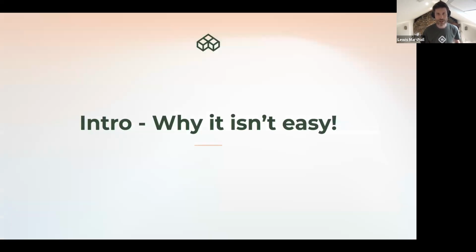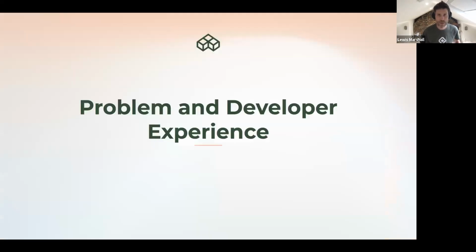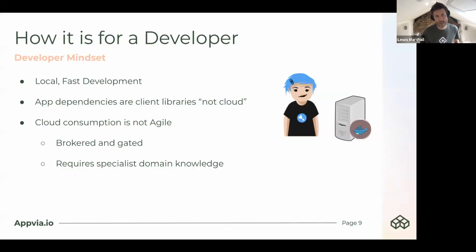So, introduction. Why isn't it easy? What we've learned from doing self-service with clients is that all the products in this space are changing very rapidly. They're coming in and out of focus all the time. But the drive in the industry is around cloud infrastructure in Kubernetes, not really managed services for applications. And there's nothing really in the industry that fits self-service as we would like to have our clients experience it anyway.